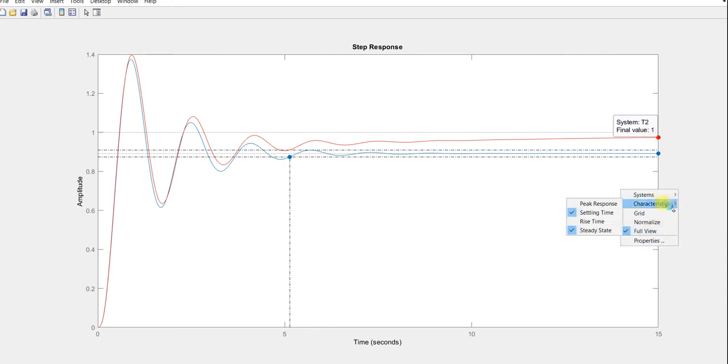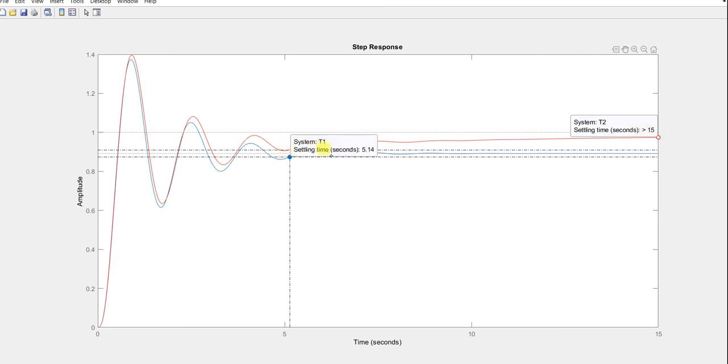Let me remove the steady state characteristics. Okay, now you can see it. It's indeed bigger than 15 seconds. And for the system without the PI controller, the settling time is equal to 5.14 seconds.